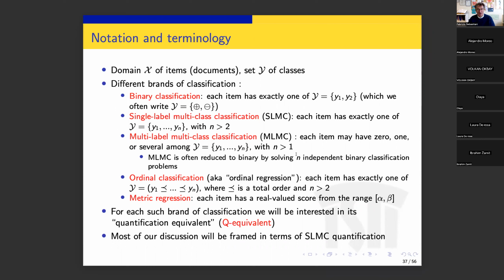So we will be interested in binary quantification, single-label multi-class quantification, ordinal quantification, and the like. Most of the discussion in this course will be framed in terms of single-label multi-class quantification. Why is this so? Because single-label multi-class quantification is probably one of the most general among these types. Binary classification is a special case of single-label multi-class, multi-label multi-class can be solved in terms of binary, which means in terms of SL-MC, and most of the research on quantification to date has been carried out for single-label multi-class.